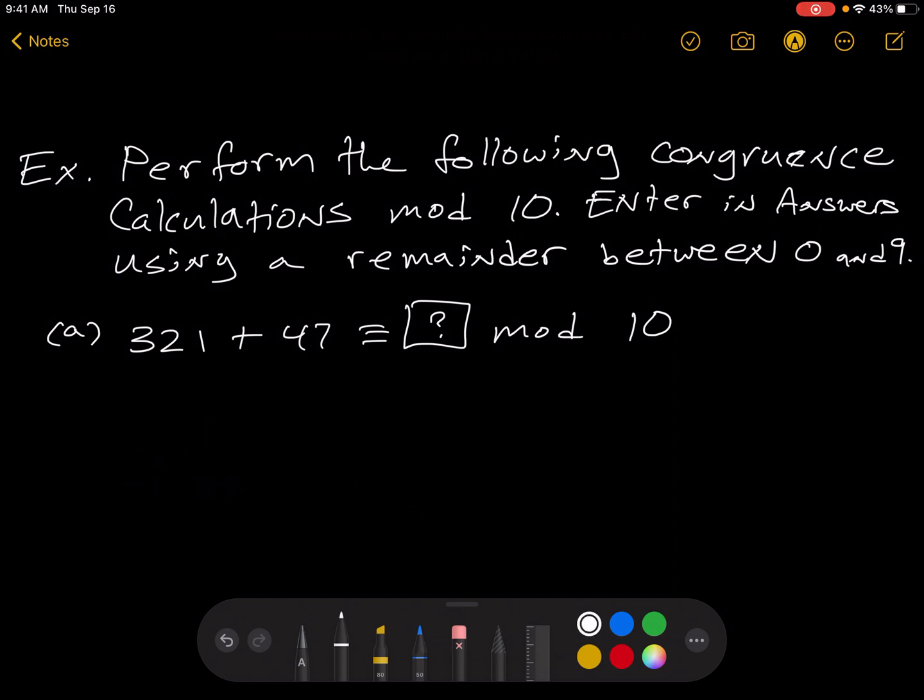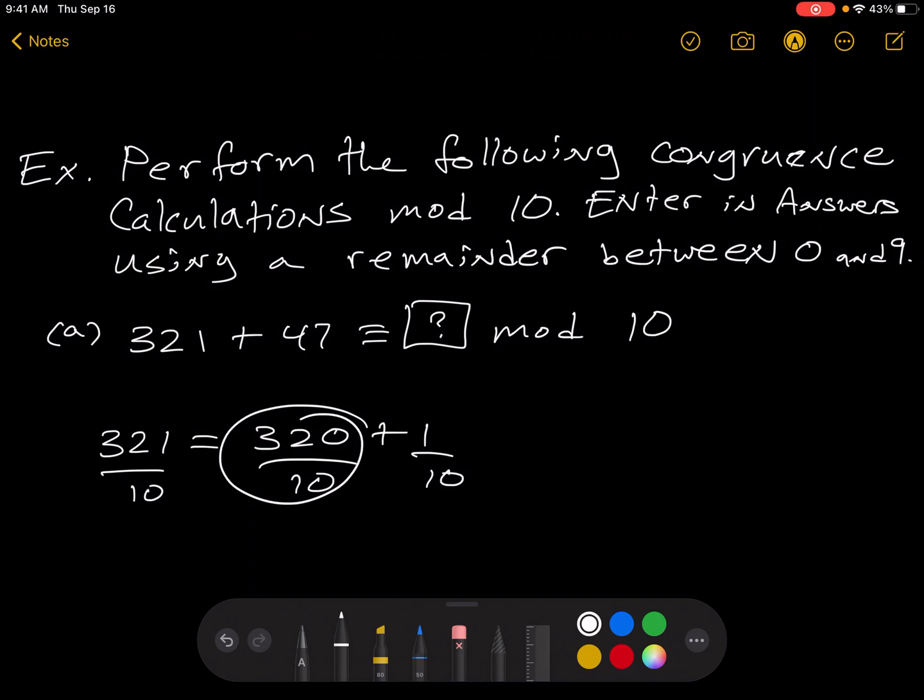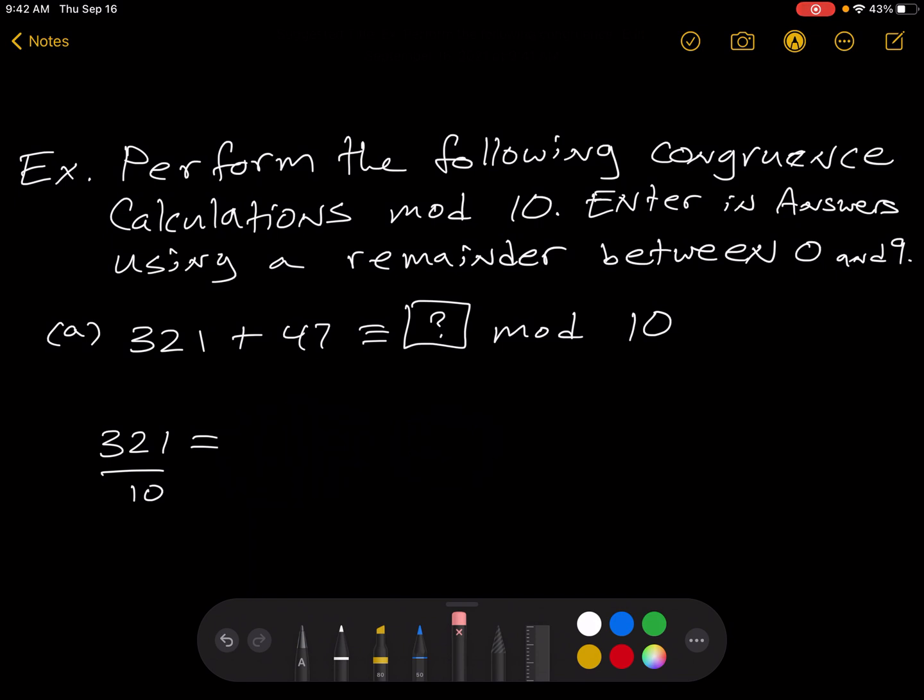Just think like 321 divided by 10, right? How many times is 10 going to go in? Or don't even worry about how many times it goes in. Just think like, okay, 321, that's equal to 320 plus 1. Now divided by 10, this becomes an integer, and here's what you have left over. So your remainder is going to be 1.